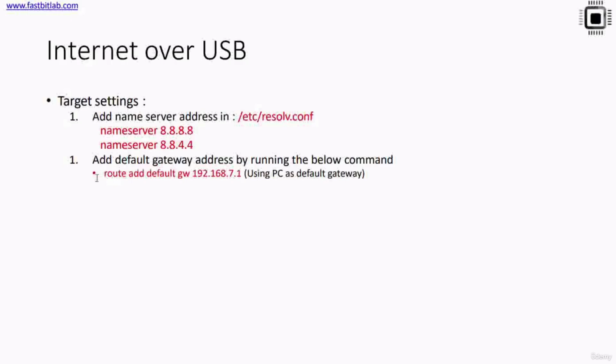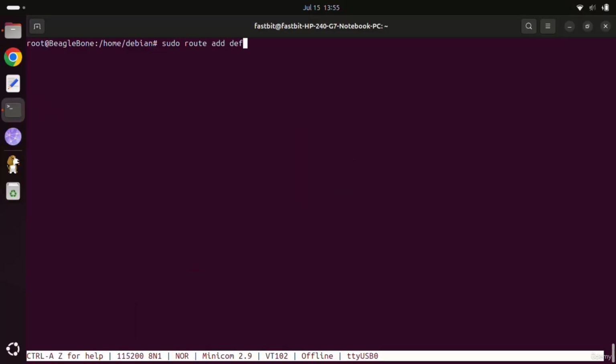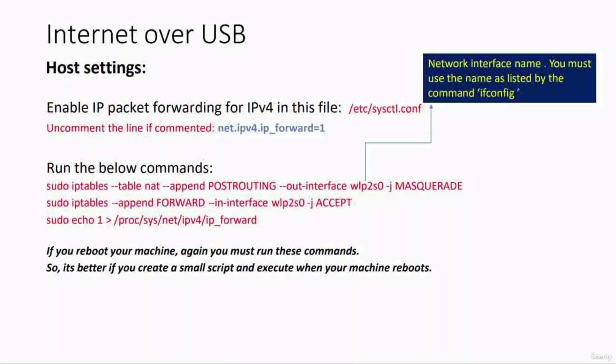After that, add the default gateway address by running the below command: route add default gw with the address of the default gateway. Let's run this command. So this is the host IP address. And this command is really important. Whenever you reboot your BeagleBone Black hardware, you should again run this command. Let's move forward. Let's check the host settings.